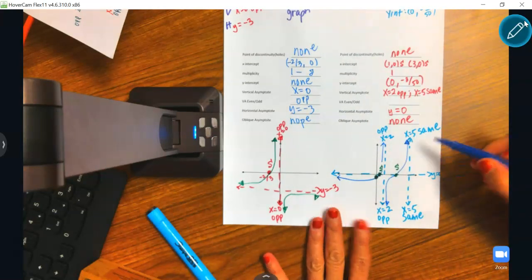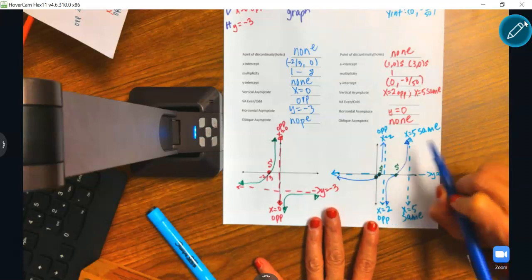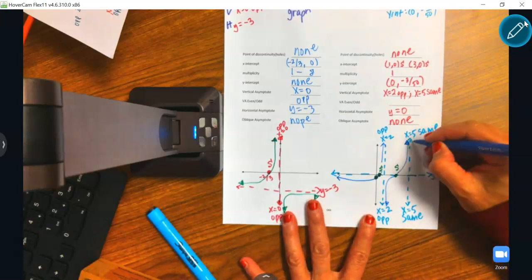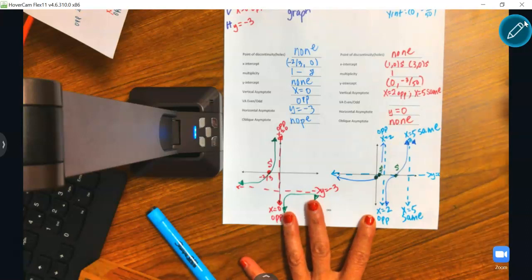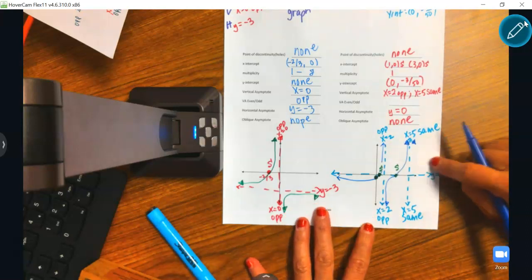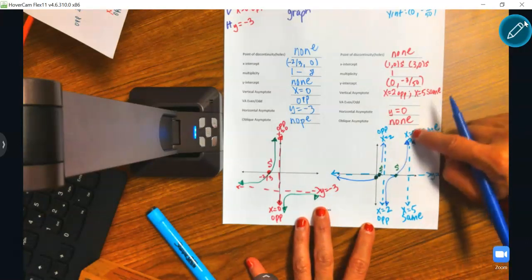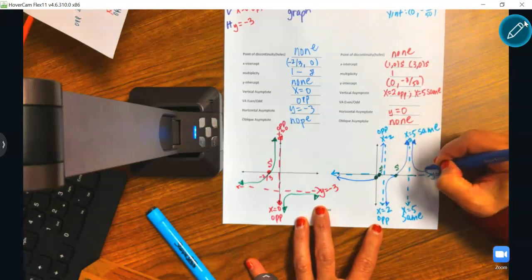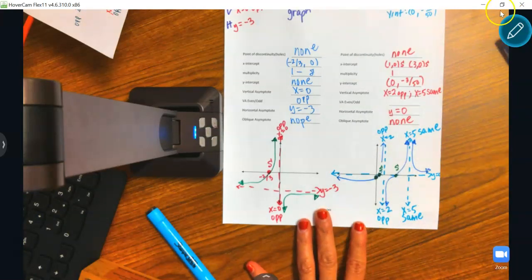All right, now we have same behavior. Hop over the other side of that asymptote and draw the same exact behavior. All right, now look, you don't have any doorway or anything. It's just a branch that's going to hug these asymptotes. And that's it for that example.